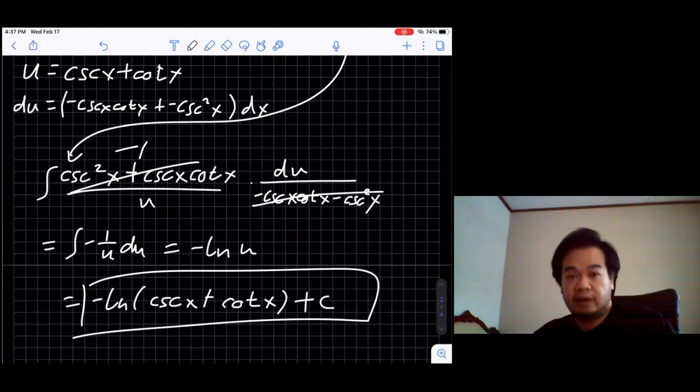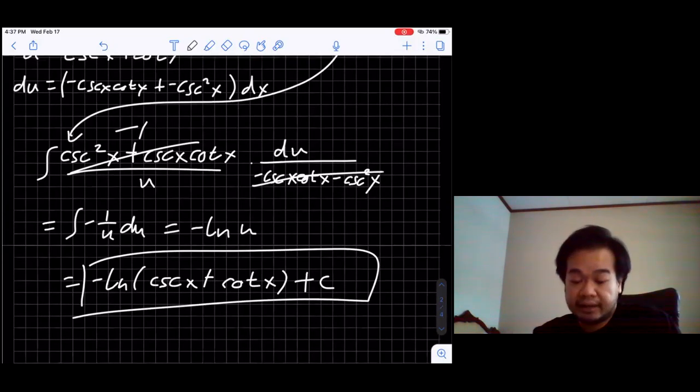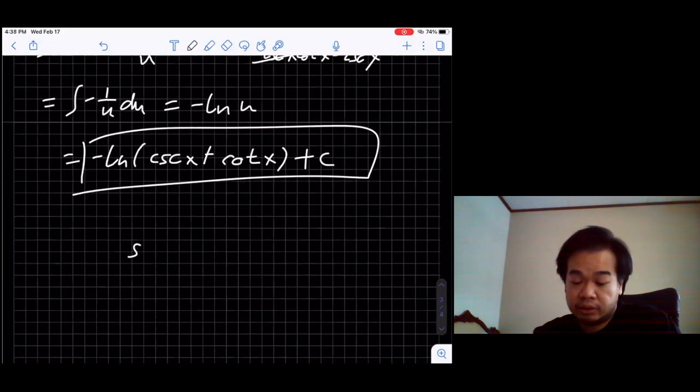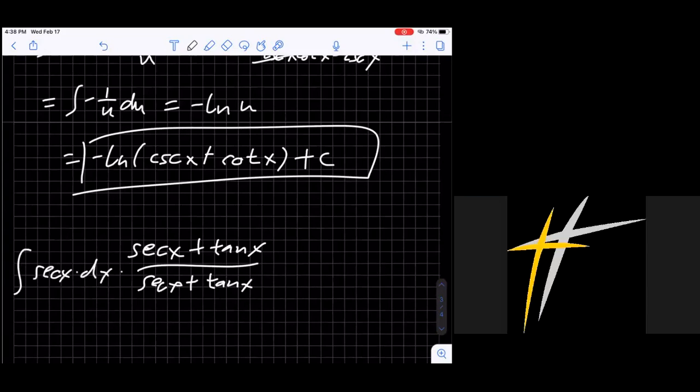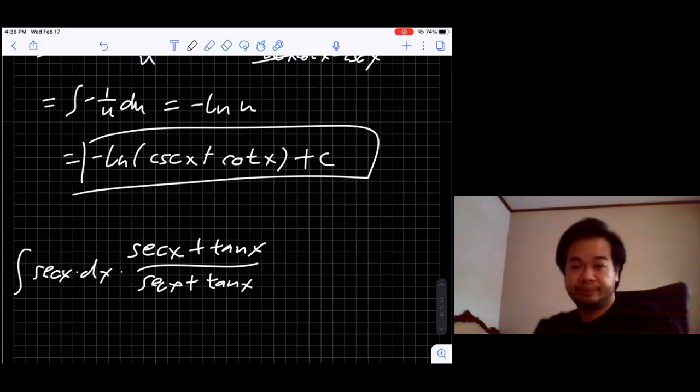And now I want you to find the integral of secant x. Now, if it's secant x, what you need to multiply is secant x plus tangent x over secant x plus tangent x. So I want you to try it by yourself.